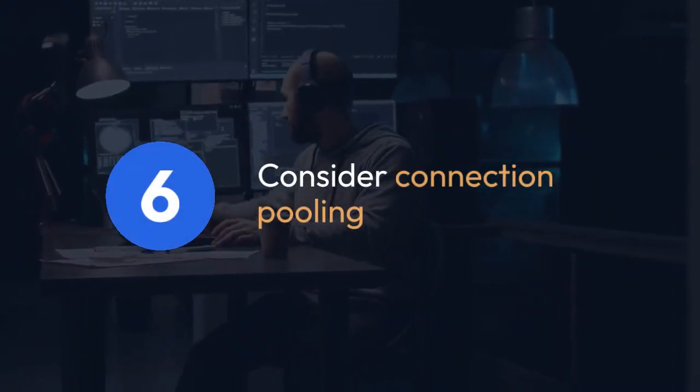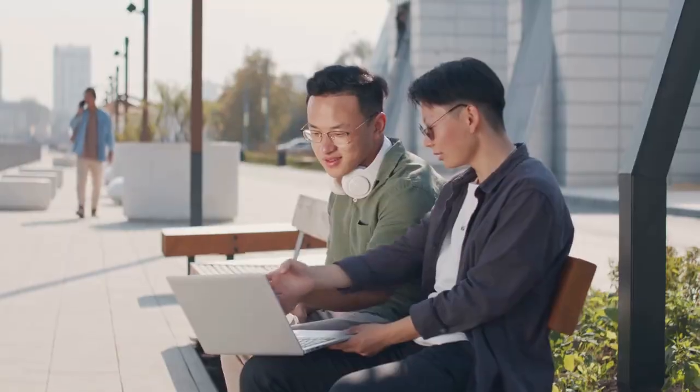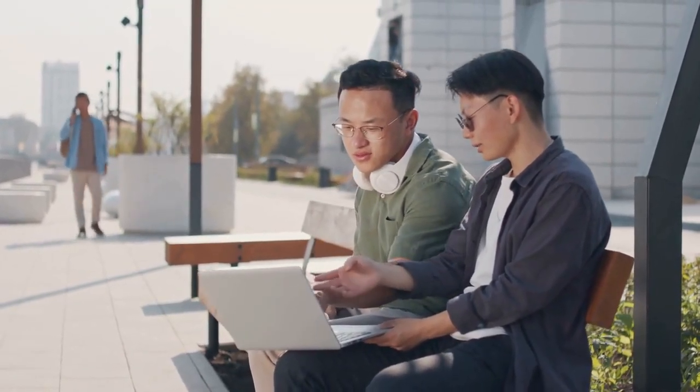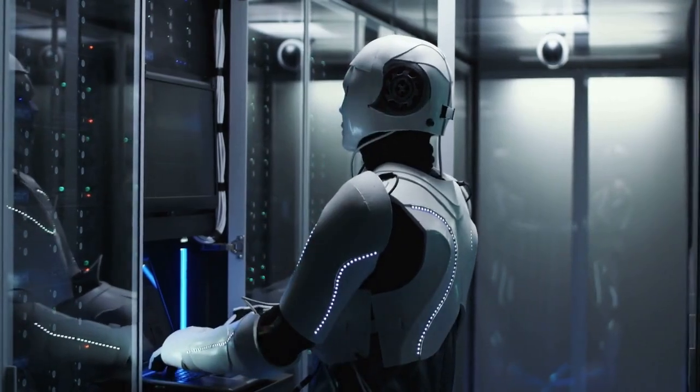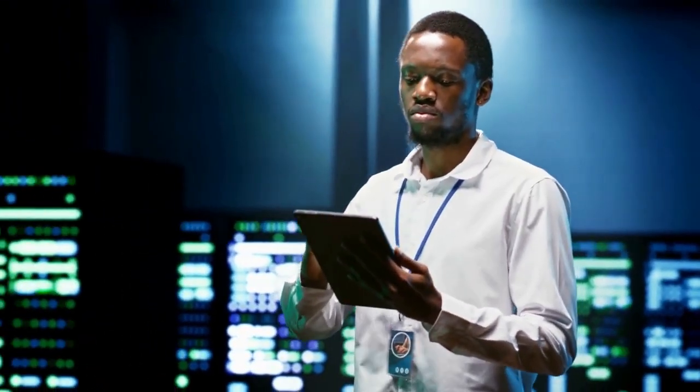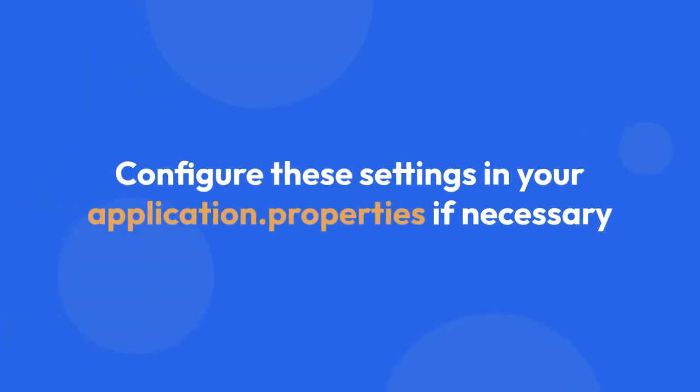6. Consider connection pooling. Spring Boot uses a connection pool by default, usually HikariCP. However, ensure the pool configuration is appropriate. Problems might arise if the maximum pool size is too small, leading to insufficient connections, or if the connection timeout is too short. Configure these settings in your application properties if necessary.